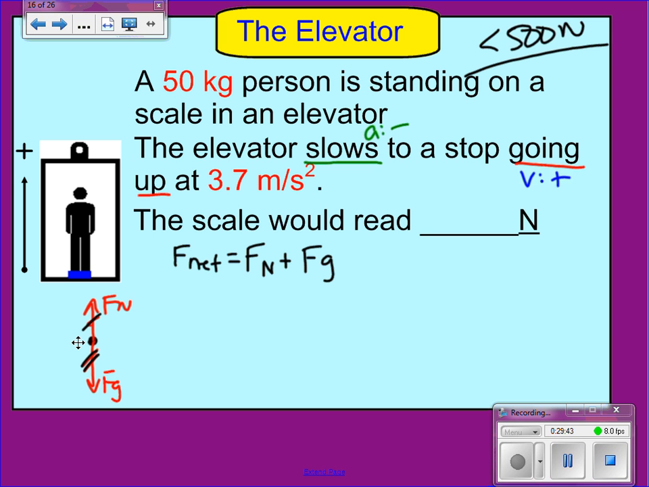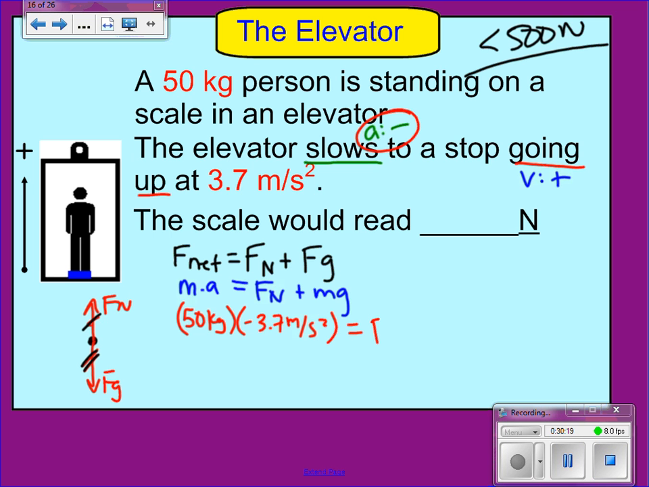All right. Force net can be rewritten as mass times acceleration. Force normal is just going to stay that, and force gravity is m times g. Now I'm going to plug in the values that I know. My mass is 50 kilograms. We are told the acceleration is 3.7 meters per second squared. Is that a positive or a negative number? Well, we know that the acceleration is negative because it's slowing to a stop going up. So I need to make sure when I plug that in, it's a negative 3.7 meters per second squared. That is what will trip students up.